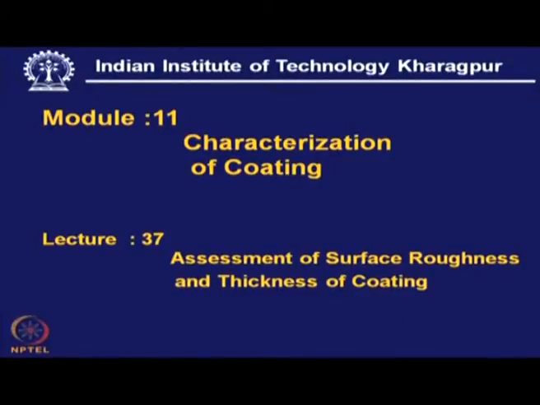Assessment of surface roughness and thickness of coating. Now, these are the two outcomes of a deposition process. That means, with passage of time we expect certain growth of the coating, and at the same time the surface feature of the coating can be either very rough or very smooth, or it can have different morphology with non-uniform unevenness in the surface, and that may happen because of various reasons.